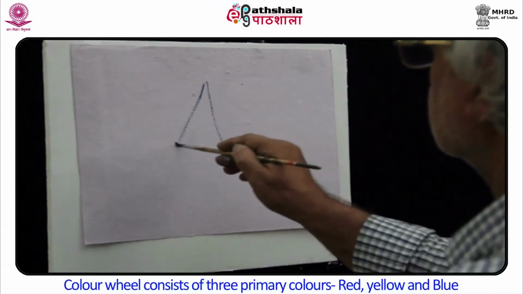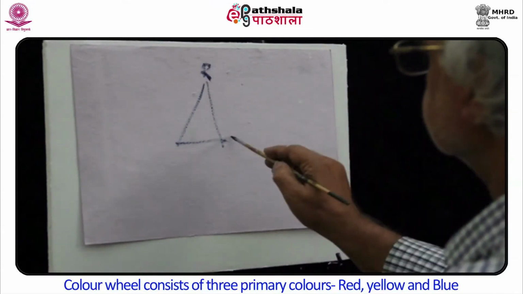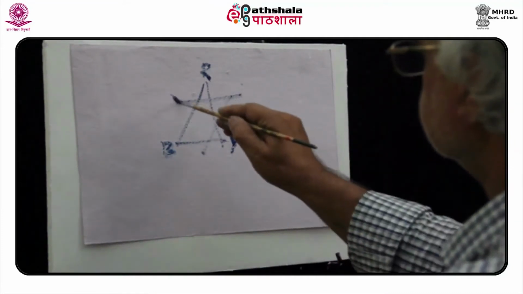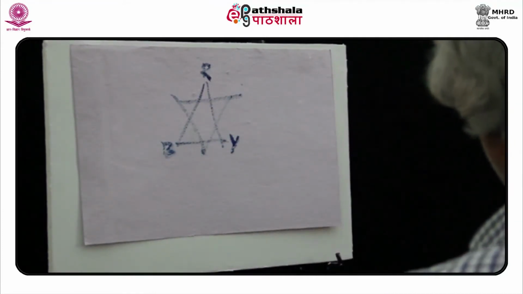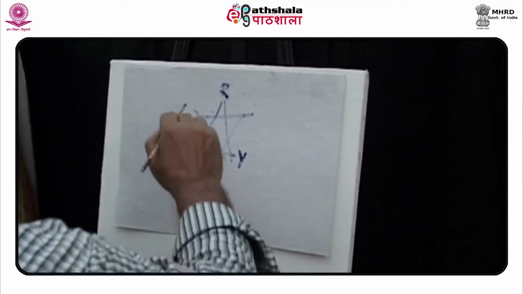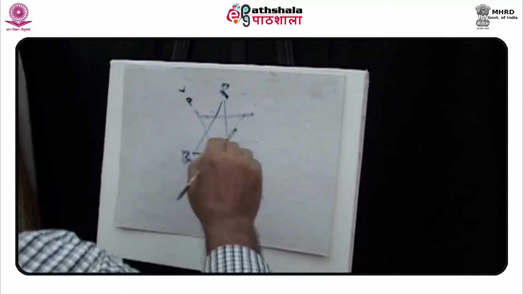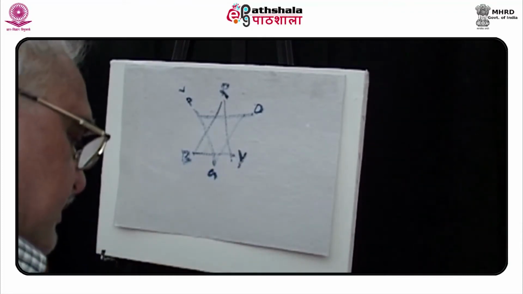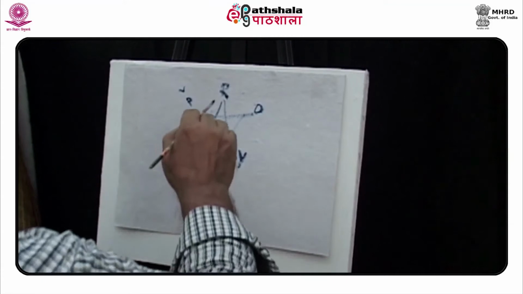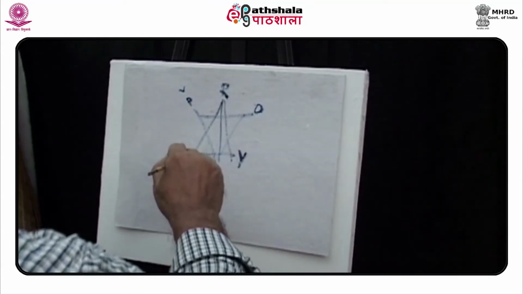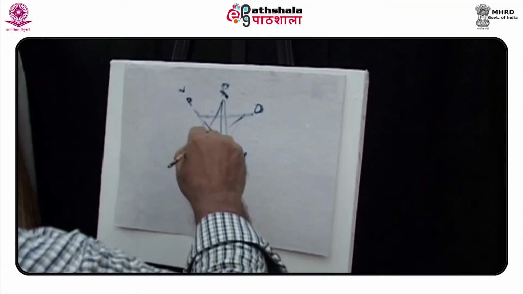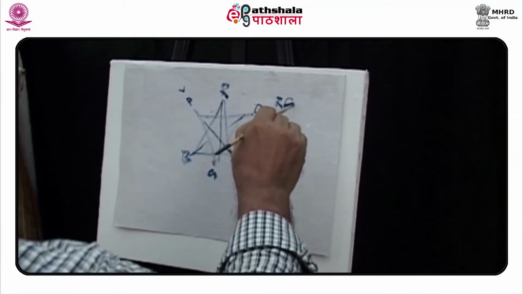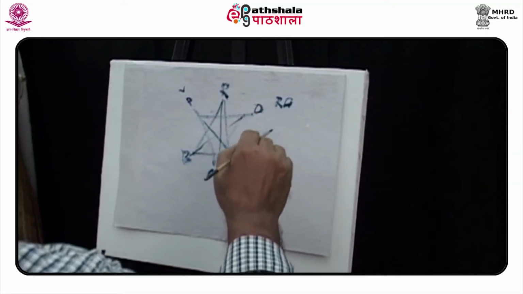The color wheel consists of three primary colors: red, yellow and blue. When one mixes these three colors, secondary colors are found: purple, orange and green. Now the color opposite becomes the complementary color. Red's complementary is green, blue's is orange and yellow's is purple.